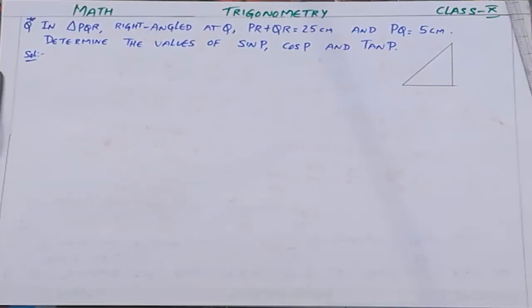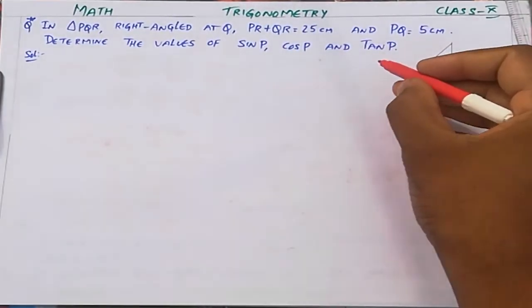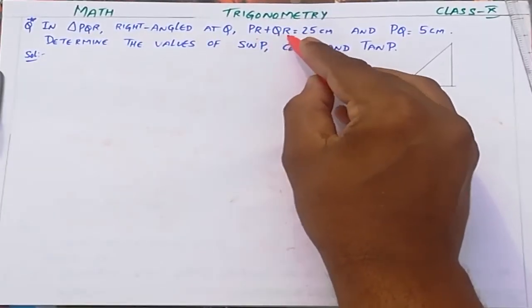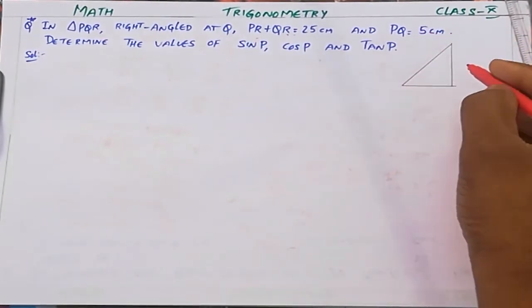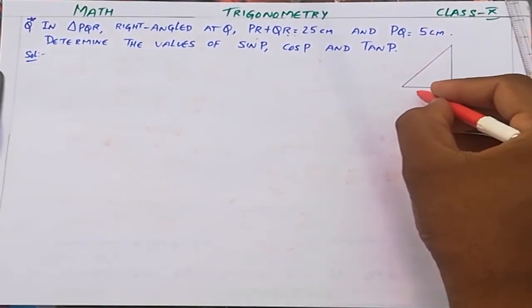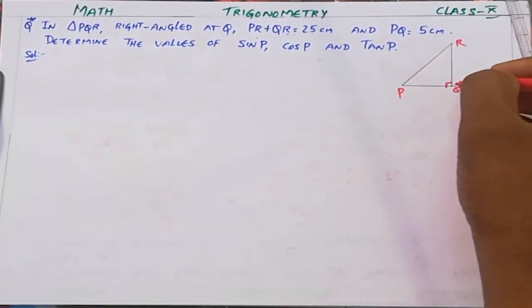Now new question. He's asking to find, in triangle PQR, right angle at Q, PQ plus QR equal to 25 centimeters and PQ equal to 5 centimeters. So given right angle at Q, this is right angle Q, P, and this one I'm taking as R. So PQ is 5 centimeters.